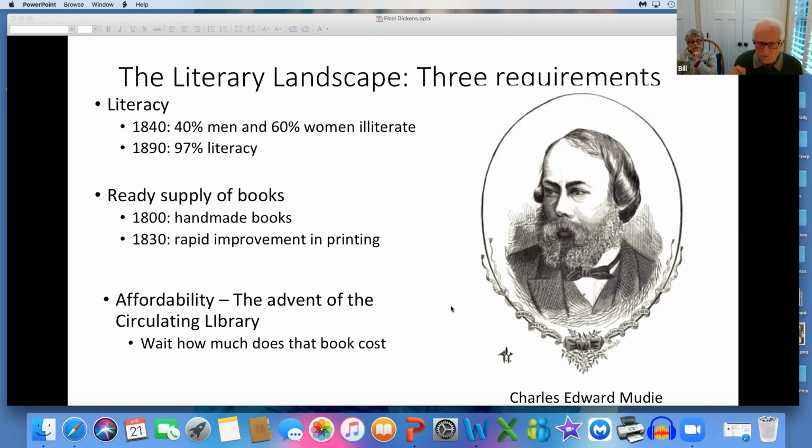Here's another fact that I was able to put up. In 1830, there were only 1,100 books published of all sorts in England. So very few books were being published at that point in time. That really quickly changed.